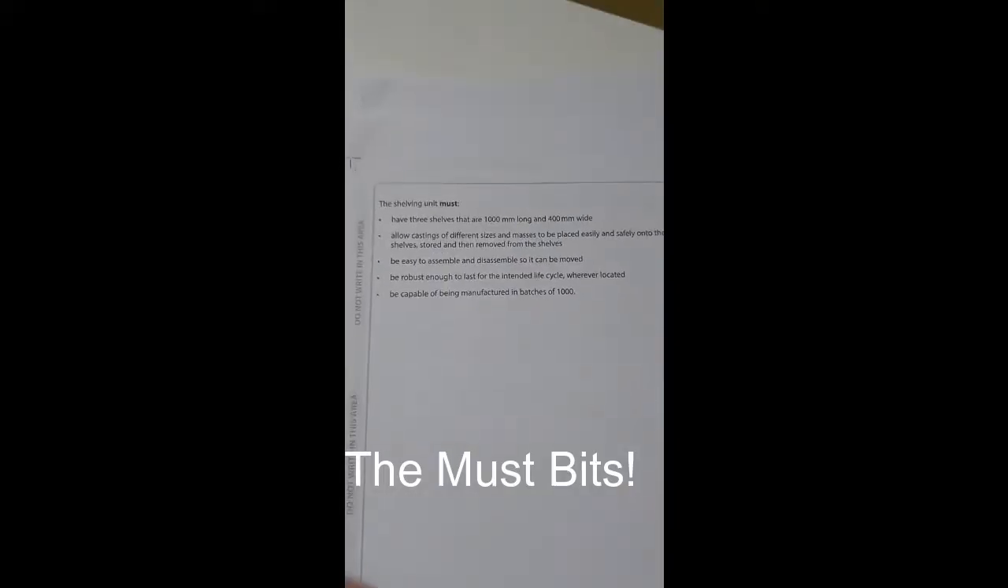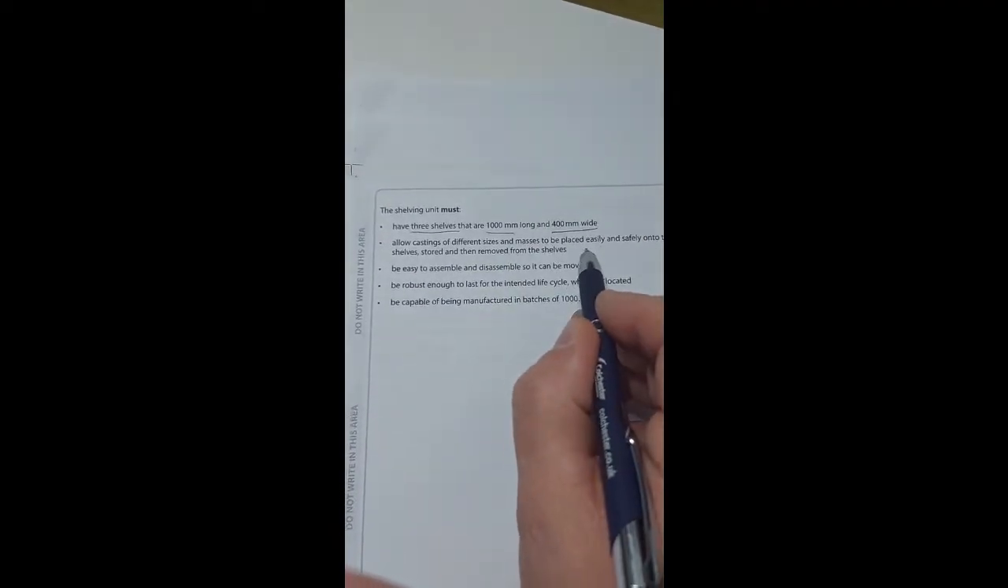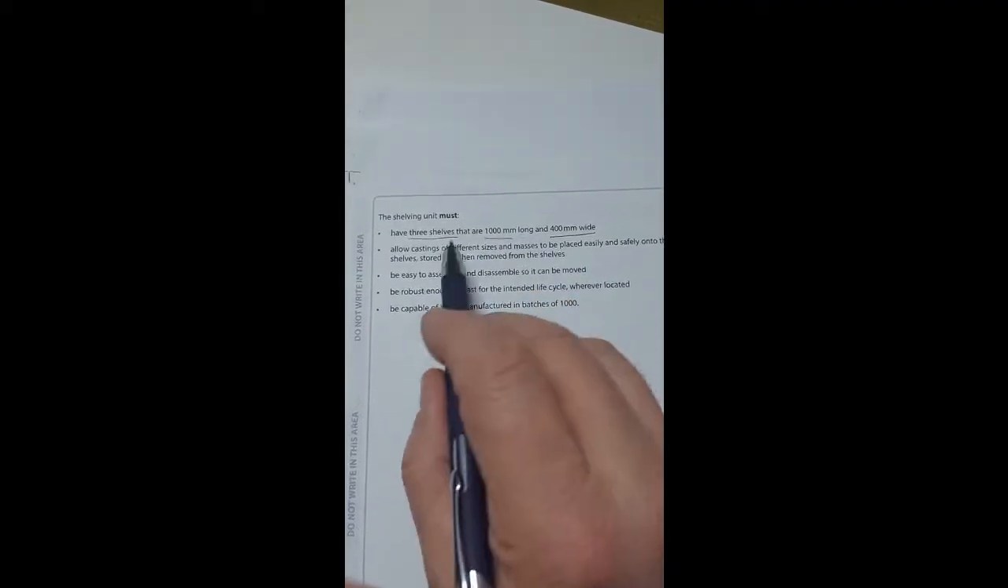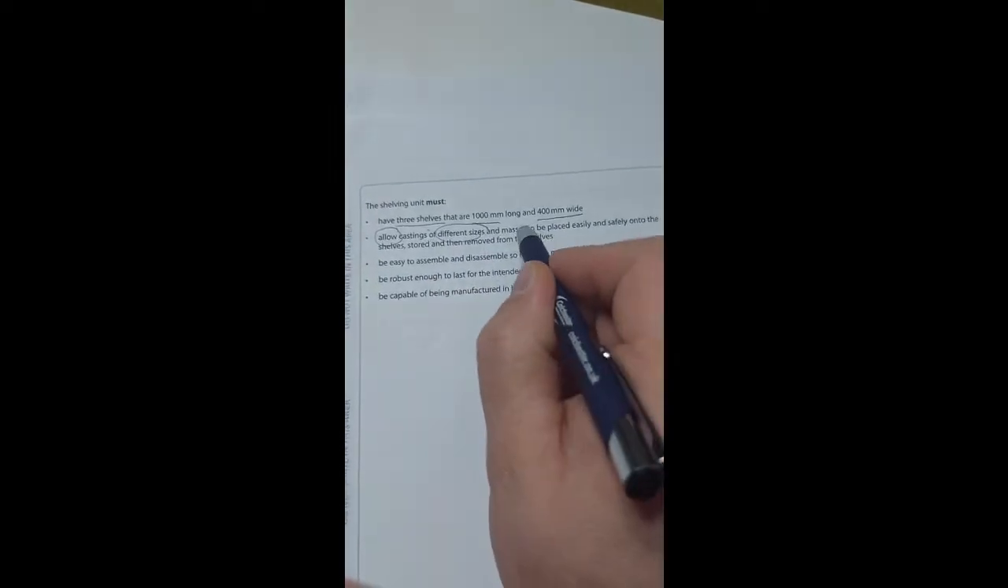On page 7 on this particular one, they've actually stipulated the shelving unit must. So whenever you design, it says must. 3 shelves that are 1000mm long and 400mm wide. You must have those. Allow castings of different sizes and masses to be placed easily and safely onto the shelves, stored and then removed from the shelves. This is an important one.